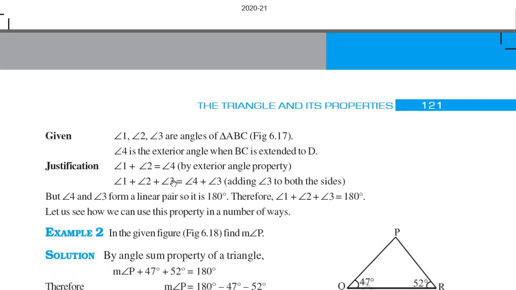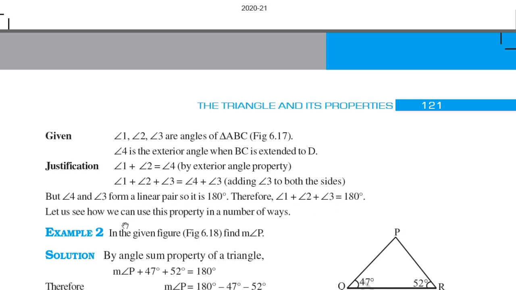Angle 1 plus angle 2 is equal to angle 4, by the exterior angle property. So angle 1 plus angle 2 plus angle 3 is equal to angle 4 plus angle 3, adding angle 3 to both sides. But angle 4 and angle 3 form a linear pair, so it is 180 degrees. You have learned in the previous chapter that when there is a linear pair, it is 180 degrees. Therefore angle 1 plus angle 2 plus angle 3 is equal to 180 degrees.